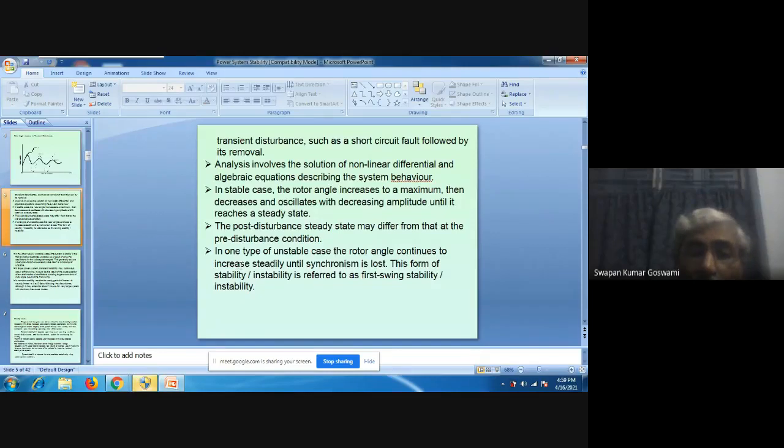Okay, so in this case, this form of stability or instability, we have mentioned both, is referred to as first swing stability or instability. That means by observing the first swing, you can say that the system will become stable, or by observing the first swing, you can say that the system will become unstable. Okay, but there are other forms of instability or stability also possible.